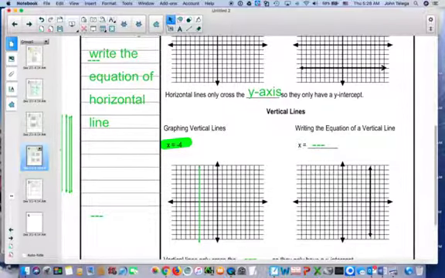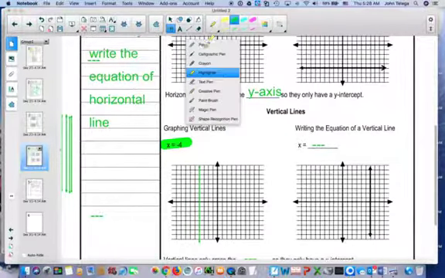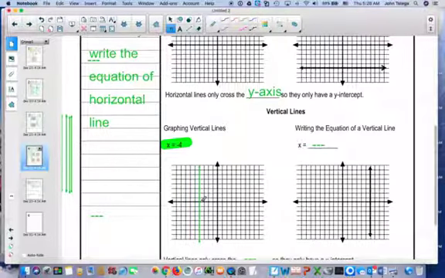So this point right here is -4 and 0, right? Now all the points on here are going to be -4 on the x-axis. The y-axis will be 1 through 9, and 1 through 9 negative, but they will all have -4 on the x-axis, and it only crosses the x-axis. So that is vertical lines.